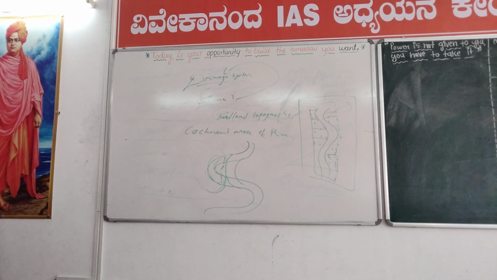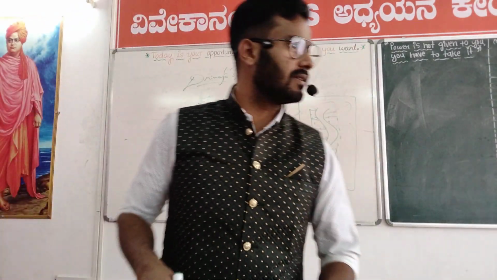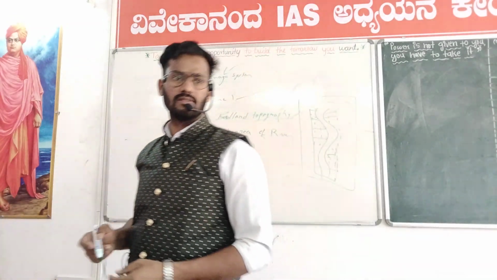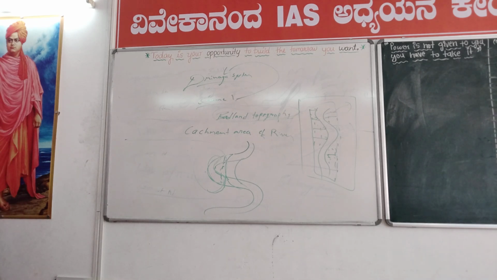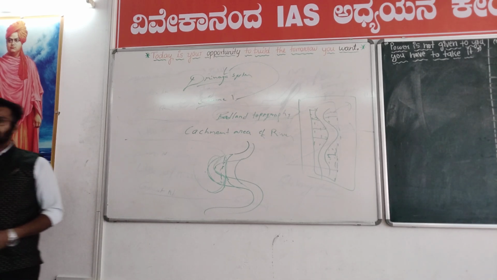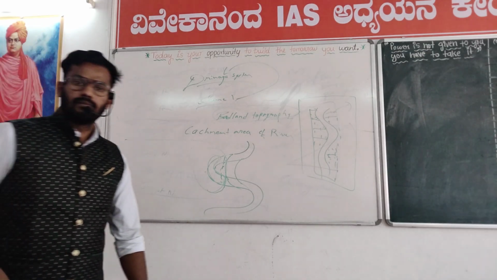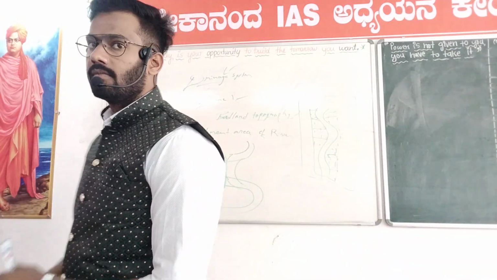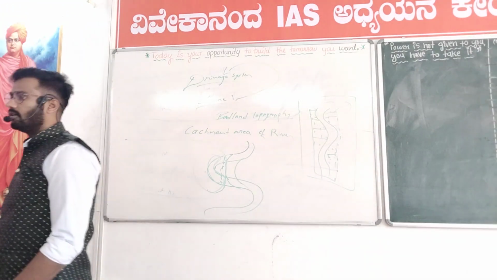Whenever a river is flowing, the land adjacent to the river is eroding. See, something eroding means what happens? Soil erosion means the fertility of the soil is going to decrease. That's why it is called badland. Okay. Chambal river is the best example. The land next to the Chambal river is not fertile. Chambal river, badland topography.